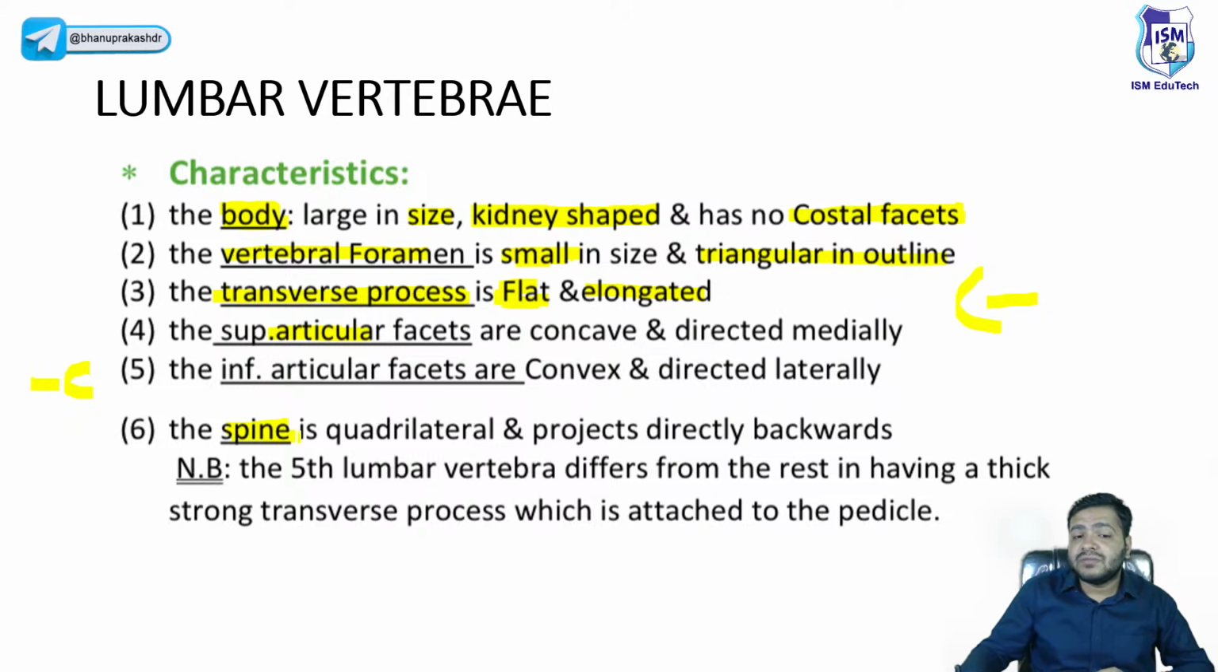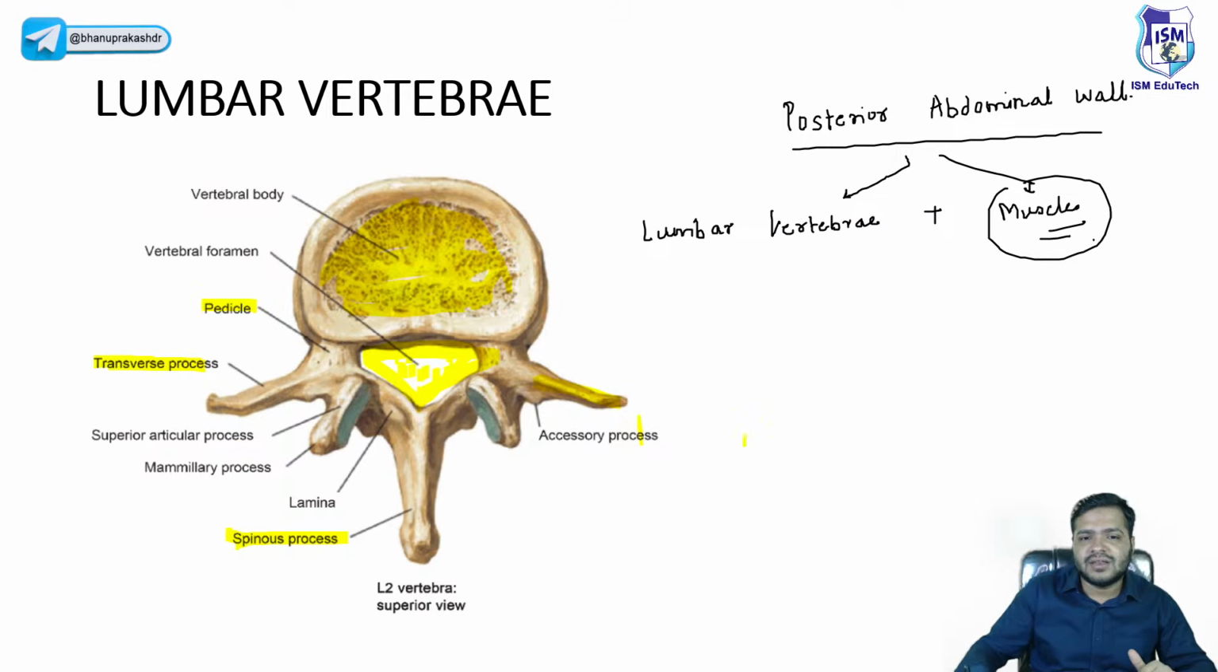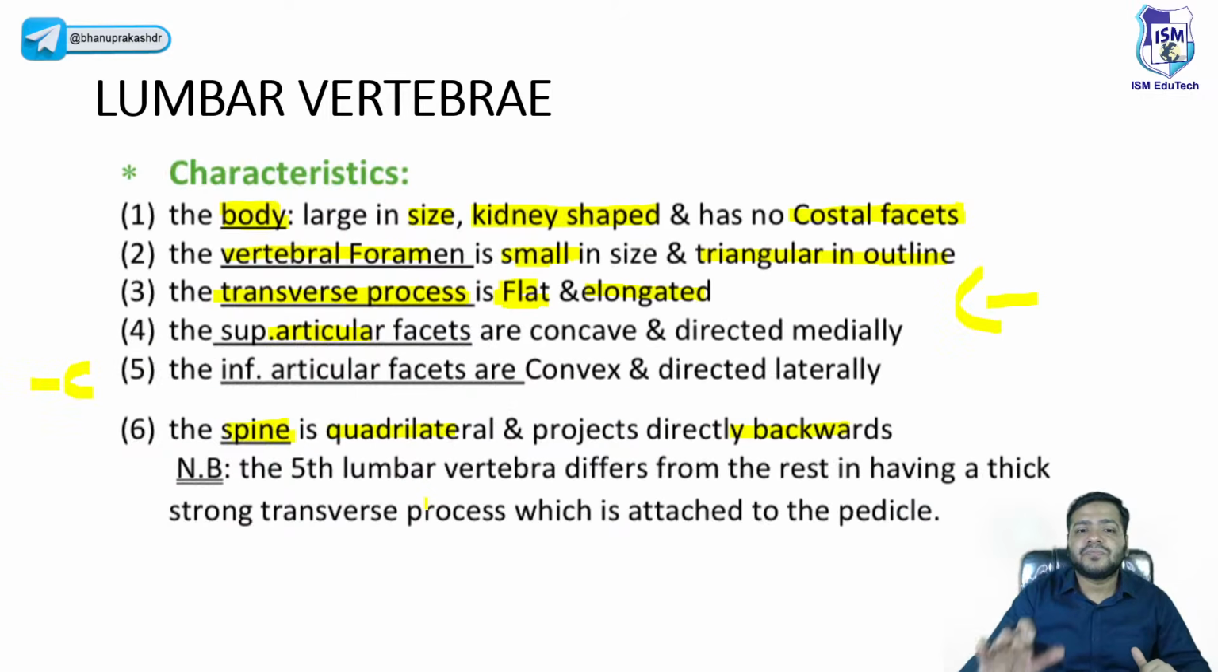The spine is quadrilateral and projects directly backwards. You can see the spinous process. It is also called the spine. It is quadrilateral and projects directly backwards.